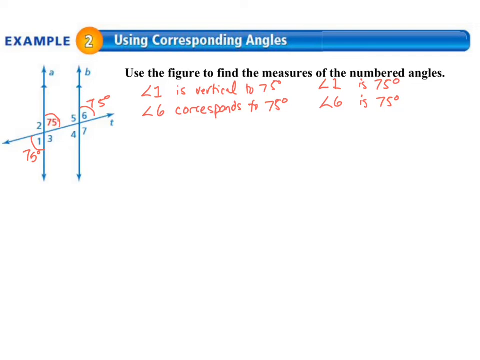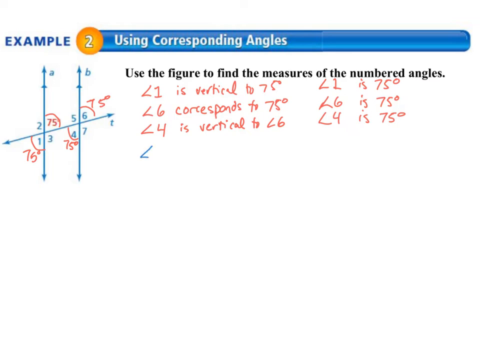Then angle 4, I'd probably say angle 4 is vertical to angle 6, which makes it the same measure as angle 6. So angle 4 is also 75 degrees. And we can use similar logic for the other 4 angles, but we have to start with either angle 2 or 3. So let's start with angle 2.